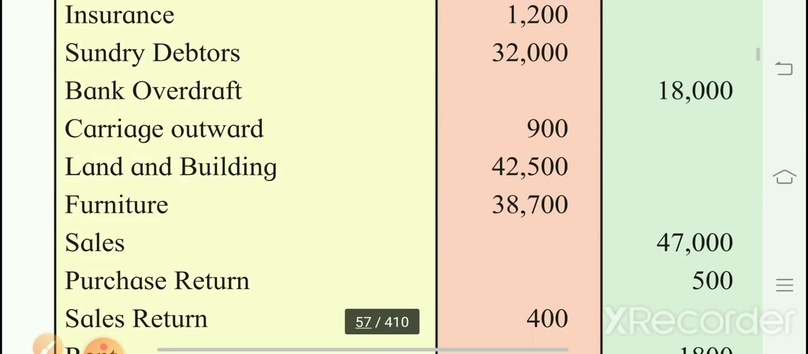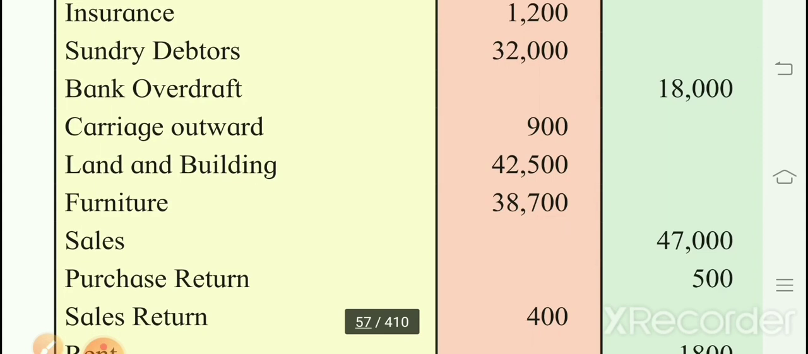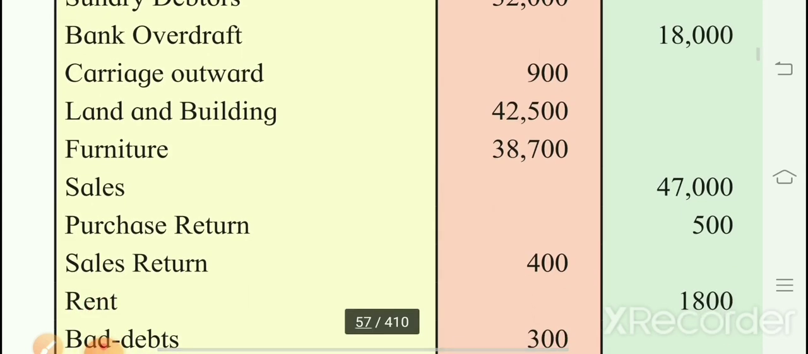Next, carriage outward. On the debit side of the profit and loss account, we will record this item by rupees 900. Land and building. It's an asset. That's why we will write it on the asset side by rupees 42,500. Next is furniture. Same. On the asset side we will record it by rupees 38,700.